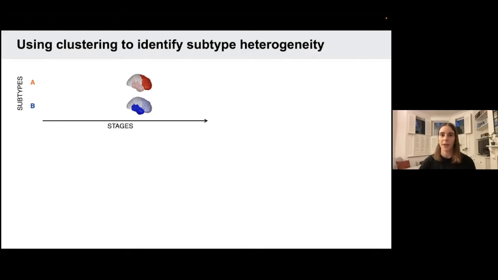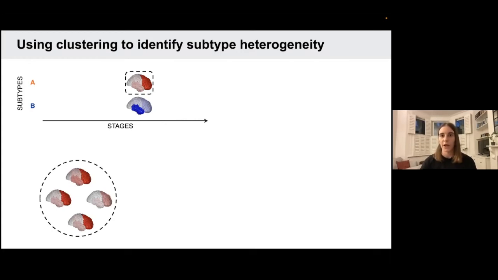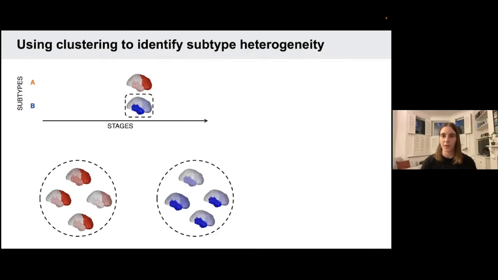So for example, if you have data that comes from the same stage of two subtypes A and B, where one has predominantly frontal lobe atrophy and the other has predominantly temporal lobe atrophy, then it's likely that clustering would be able to group individuals into each of these two subtypes. So you'd have individuals with frontal atrophy being grouped together and individuals with temporal lobe atrophy being grouped together.